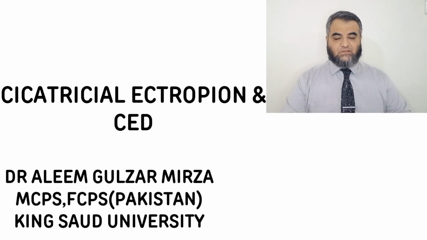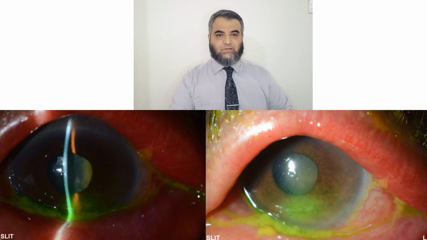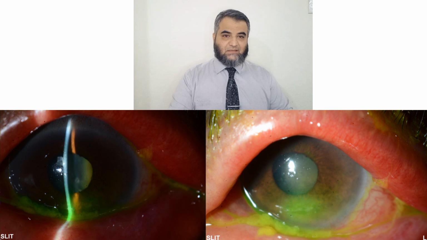Today my topic of discussion is cicatricial ectropion and its possible complication, that is corneal epithelial defect. These are slit lamp photographs of one of my patients who presented to my OPD with generalized skin lesions, and he also developed cicatricial ectropion in both eyes. Due to this cicatricial ectropion, you can see the outward turning of the eyelids, conjunctival congestion, and there is a central epithelial defect in the left eye with mild discharge.